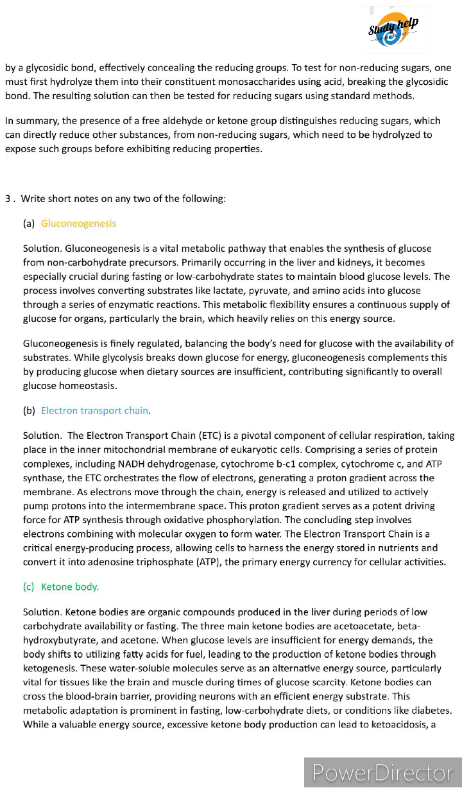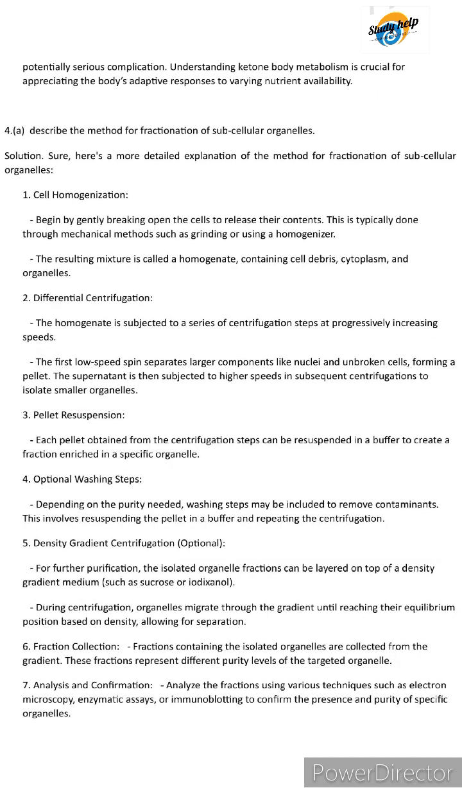These water-soluble molecules serve as an alternative energy source, particularly vital for tissues like the brain and muscle during times of glucose scarcity. Ketone bodies can cross the blood-brain barrier, providing neurons with an efficient energy substrate. This metabolic adaptation is prominent in fasting, low-carbohydrate diets, or conditions like diabetes. While a valuable energy source, excessive ketone body production can lead to ketoacidosis, a potentially serious complication. Understanding ketone body metabolism is crucial for appreciating the body's adaptive responses to varying nutrient availability.